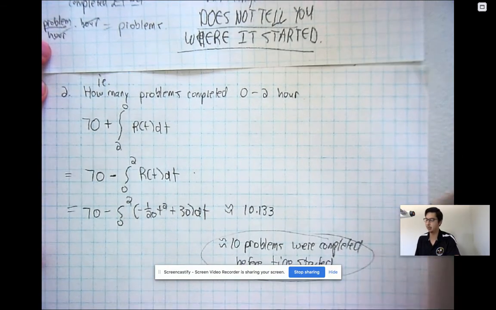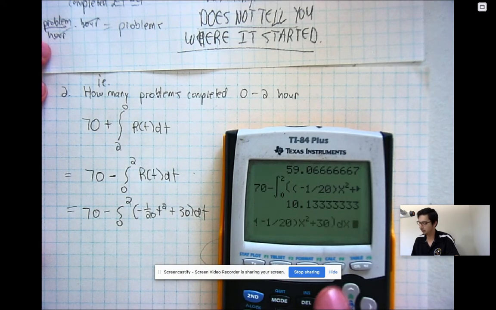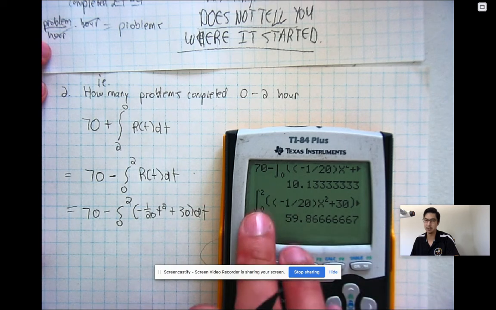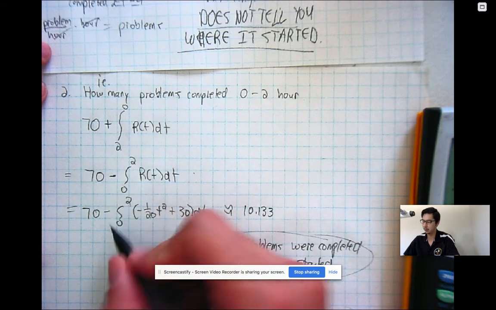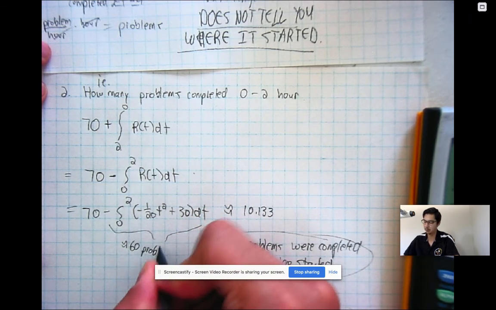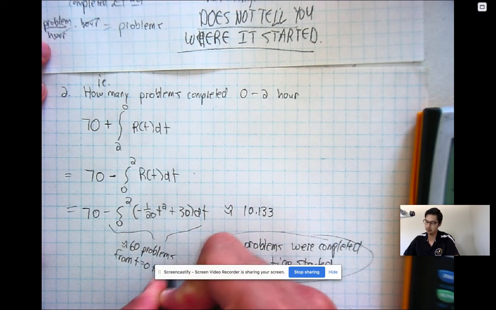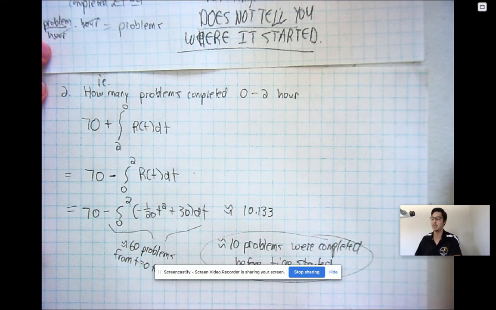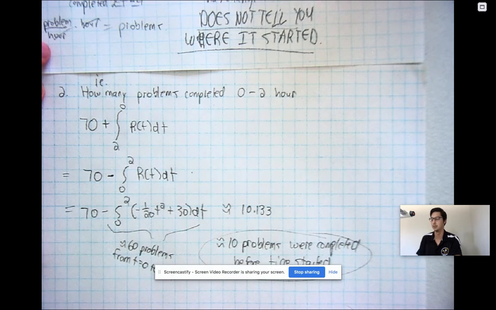And just to elaborate on that, if I took out the 70 minus and just did the integral, notice from 0 to 2, it looks like I did roughly 60 problems. So this right here is I did roughly 60 problems from t equals 0 to t equals 2. I'll make sure I'm answering the question, how many problems did I get completed before I started? Well, I have to account for that starting value, that known value.